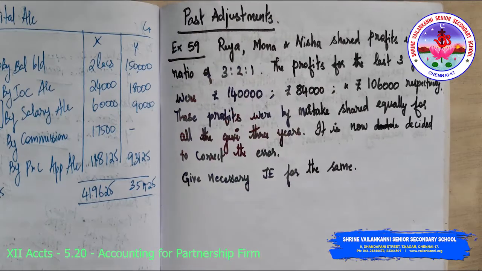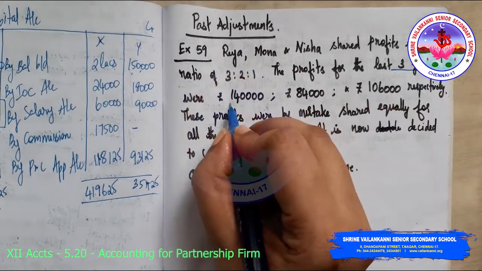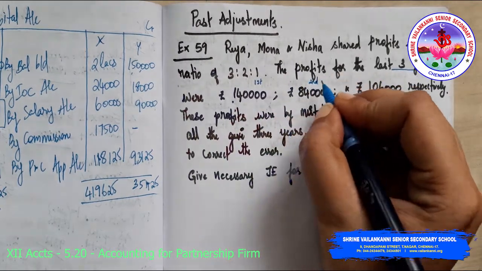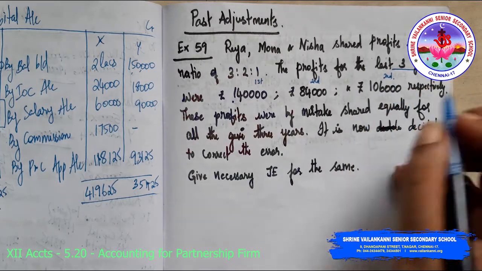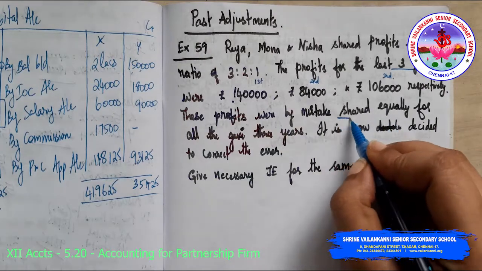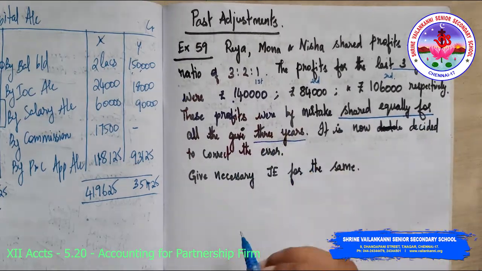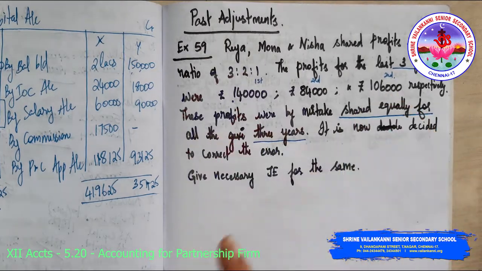So 3 years profit they have given. First year it is 1,40,000, second year it is 84,000 and third year it is 1,06,000 respectively. These profits were mistakenly shared equally for all the 3 years. Okay, so for the 3 years these profits are shared equally.